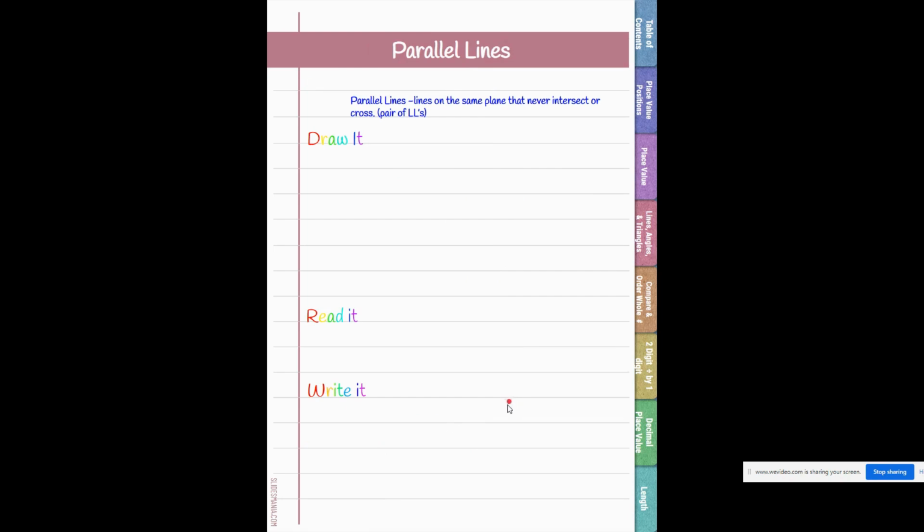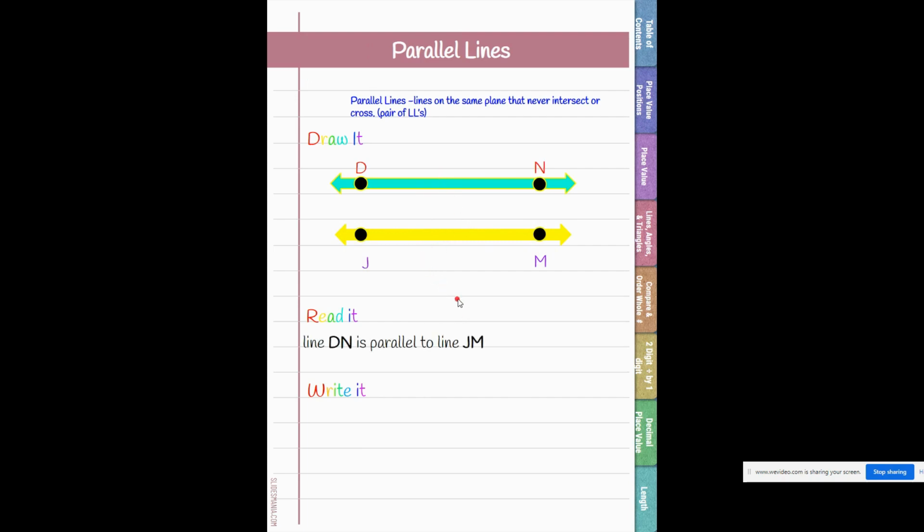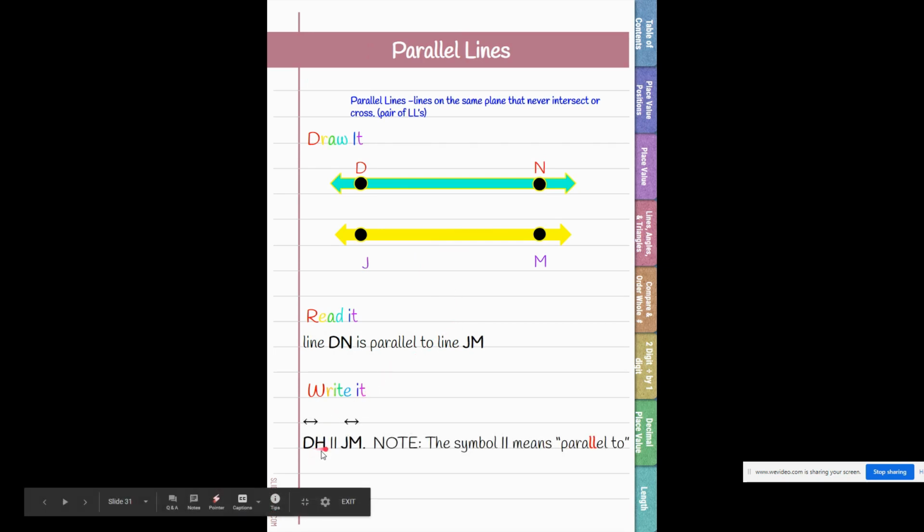Now let's talk about parallel lines. Parallel lines are lines on the same plane that never intersect or cross. Think of it like parallels. So let's take this line DN, and it will never cross this line JM. These are parallels, like a pair of L's. We read it as line DN is parallel to line JM. We write it as DN, with the line symbol above, the symbol for parallel, line JM.